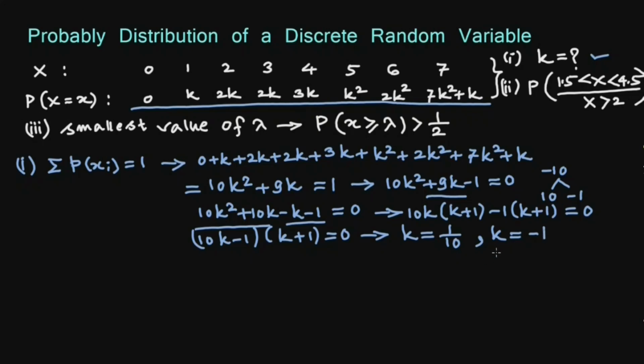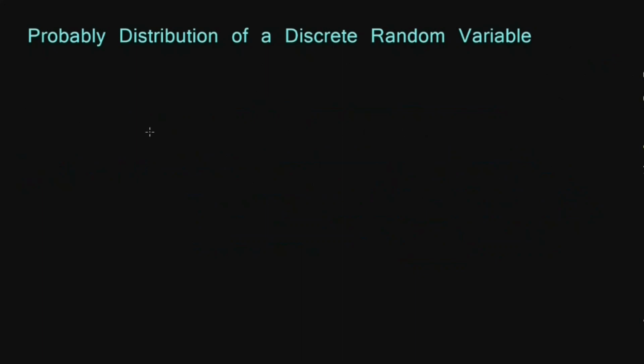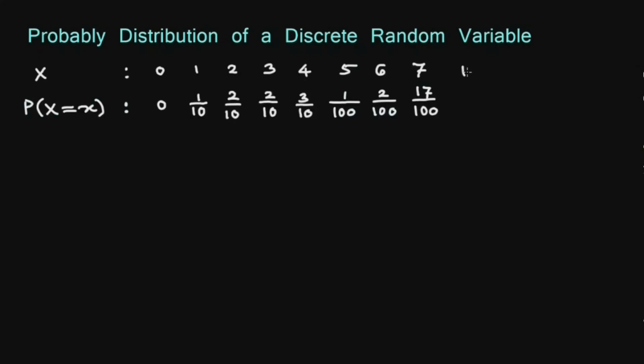K being probability, it cannot be negative, so we cannot take k equals minus 1. So the correct value of k is 1 by 10. After substituting the value of k, the probability distribution of x will become as follows. In the second question, we have to find p of 1.5 less than x less than 4.5 upon x greater than 2.